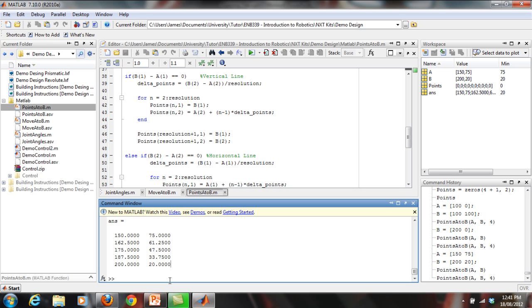Okay, so that's the 3 functions covered. So the next video will be on the actual control of the entire robot using these 3 functions. Okay, so I'll see you for now and catch you soon.